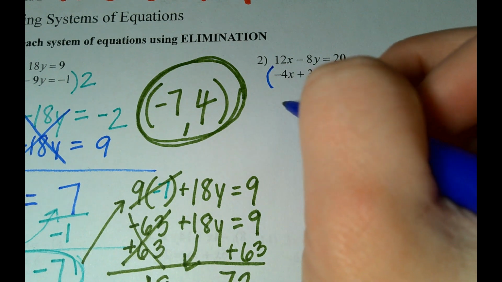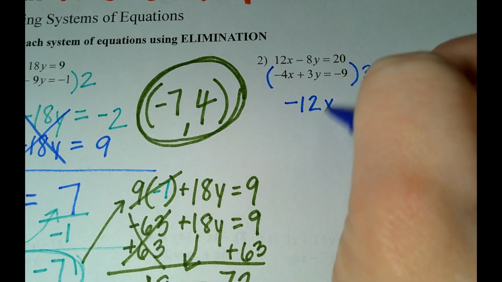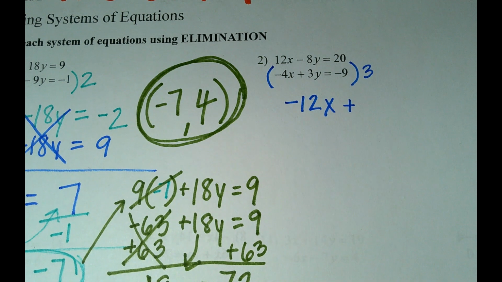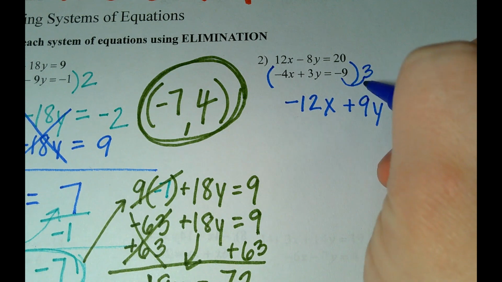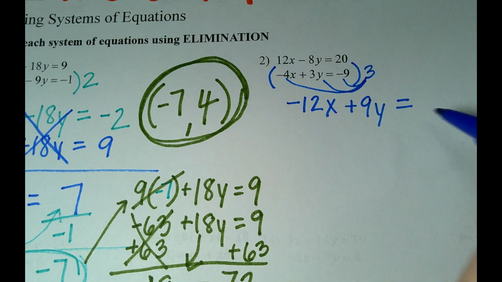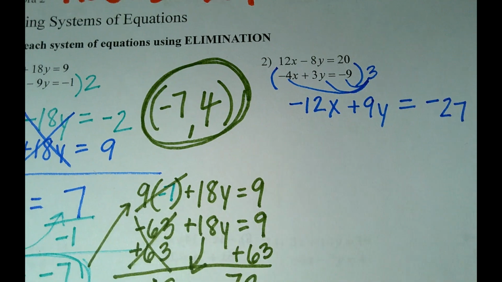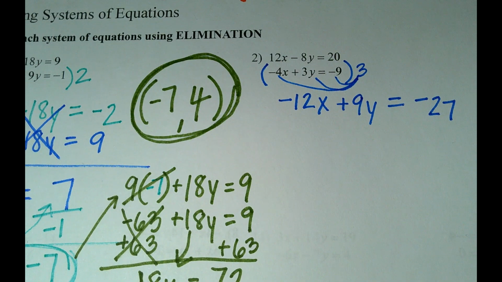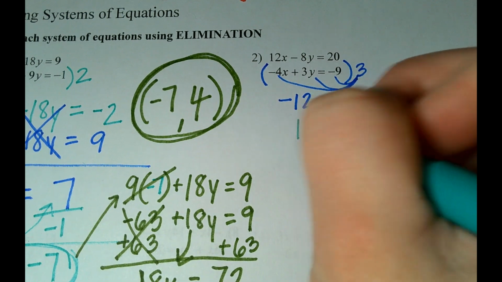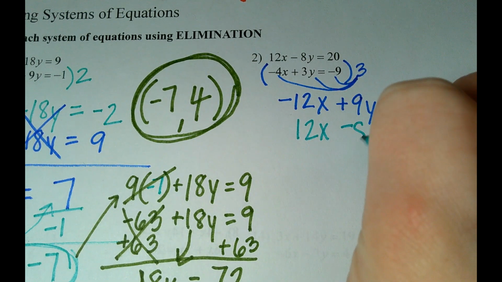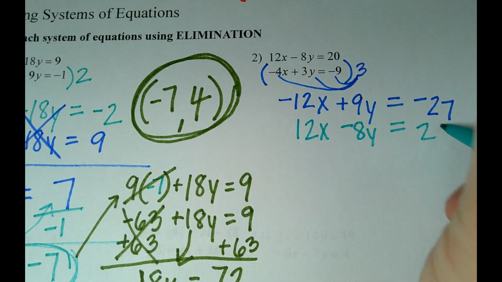So I have now -12x plus 3y times 3. What is that? 9y equals, and now I have negative 9 times 3, negative 27. Perfect. Okay, so I've got my equation all written out. I'm just going to rewrite the top one underneath so that we can add them together. 12x minus 8y equals 20.